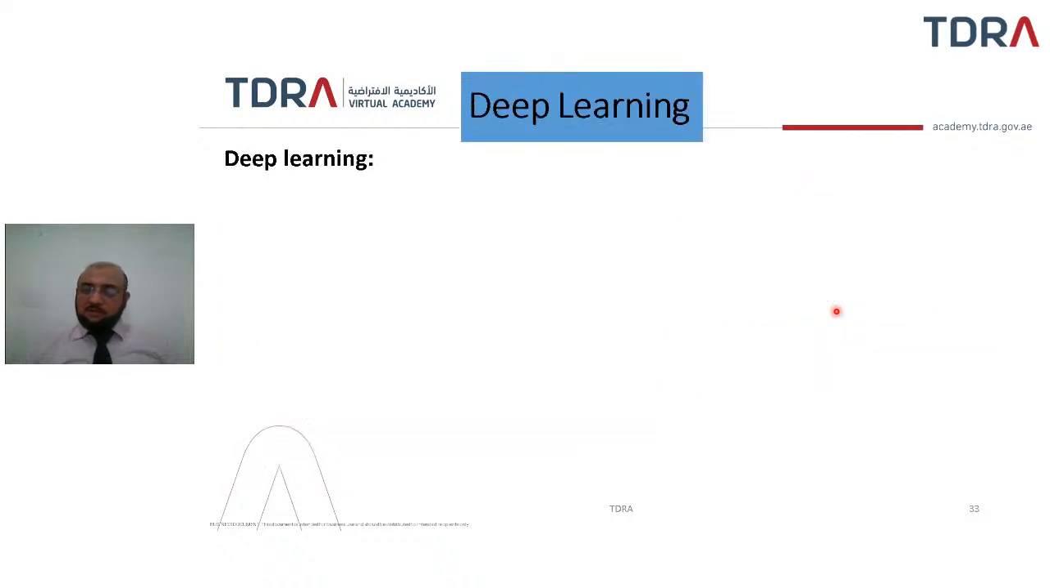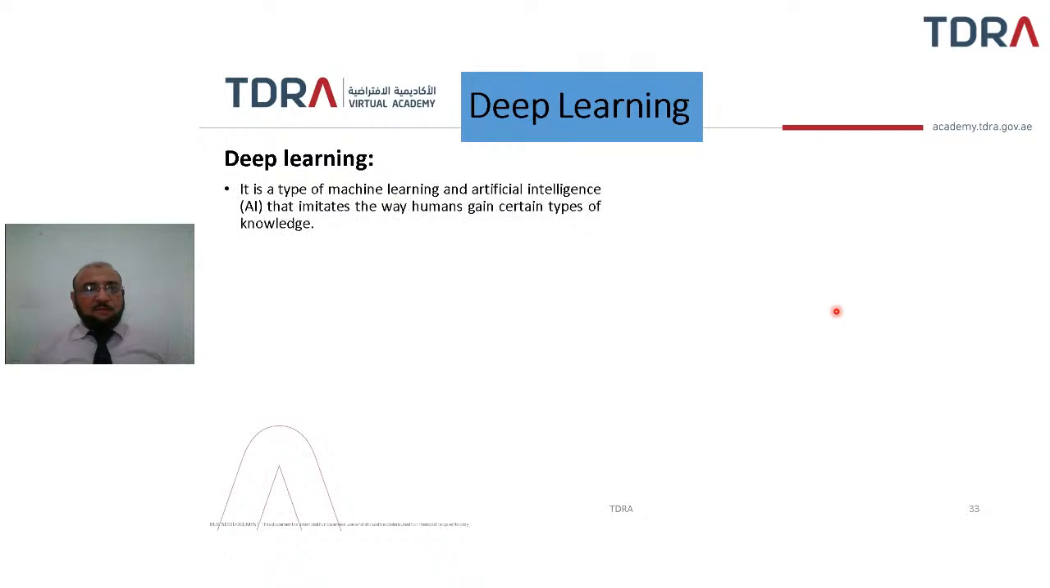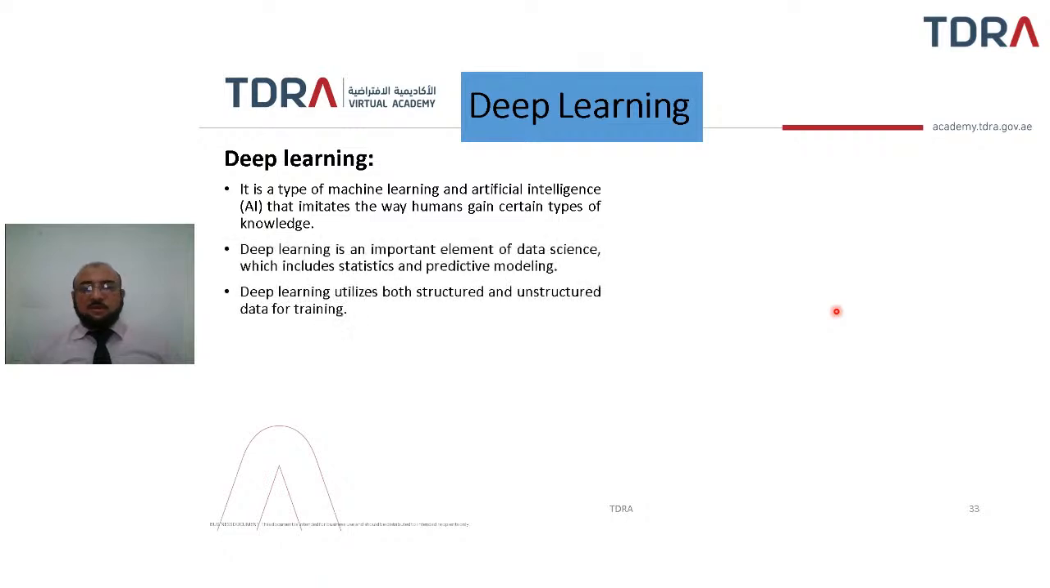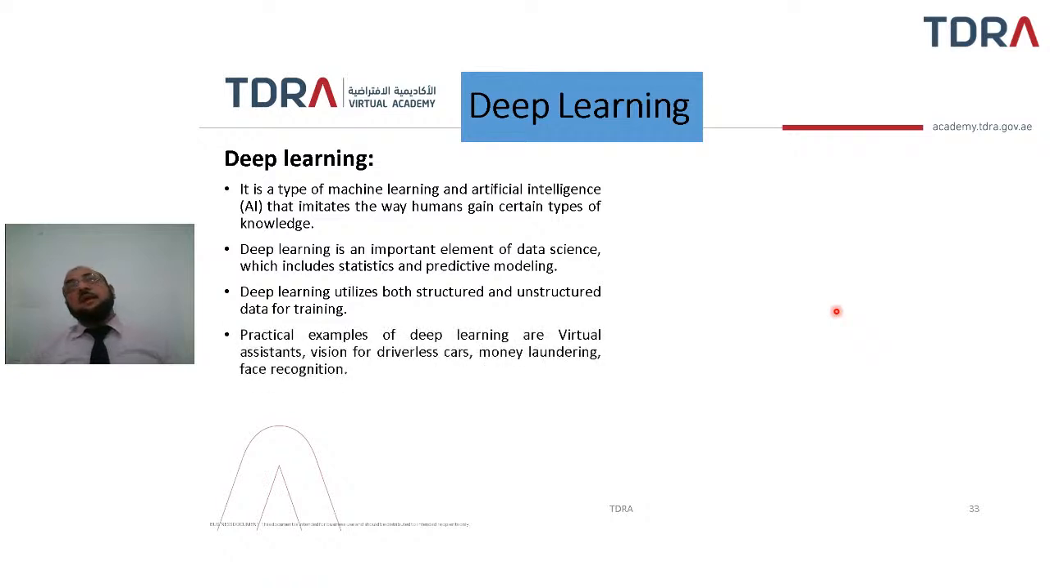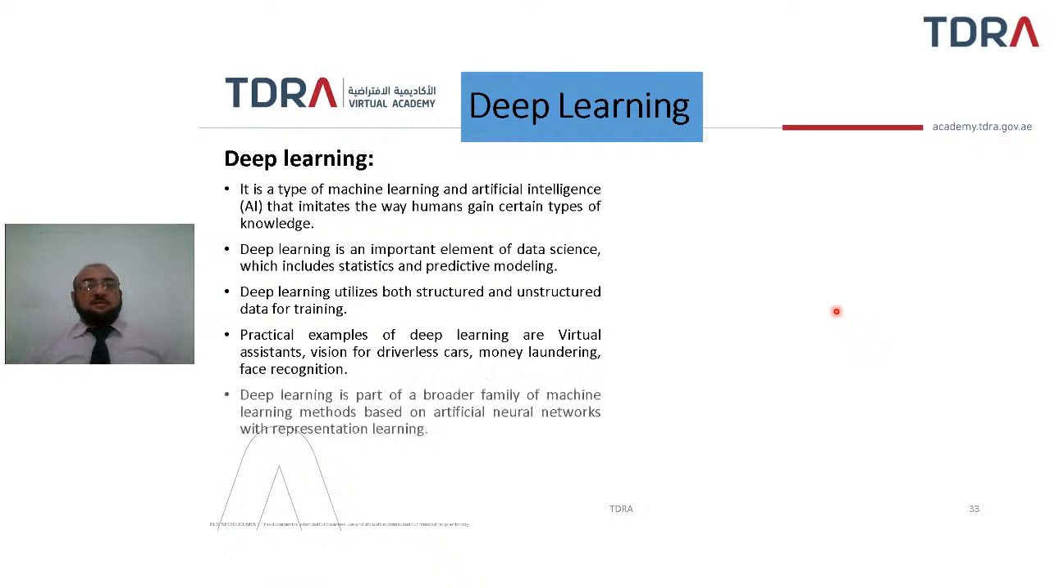Now we'll discuss deep learning. Deep learning is a part of machine learning and artificial intelligence that imitates how humans gain certain types of knowledge. Deep learning is an important element of data science, which includes statistics and predictive modeling. Deep learning utilizes both structured and unstructured data for training. Practical examples of deep learning are virtual assistants, vision for driverless cars, money laundering detection, and face recognition.